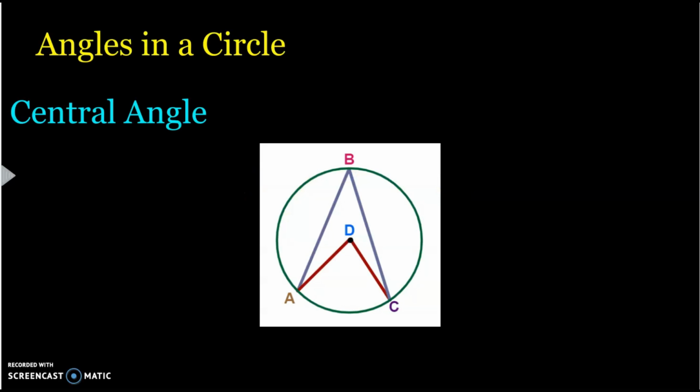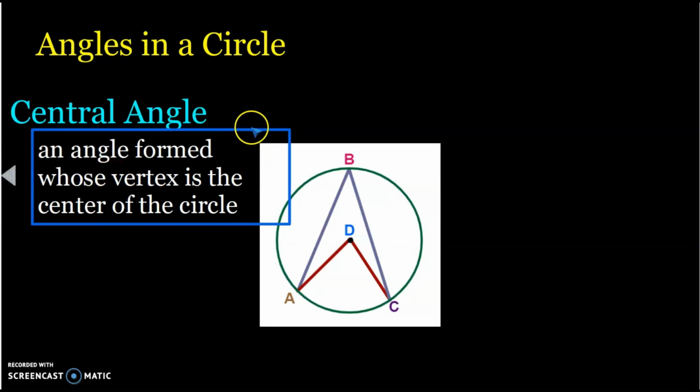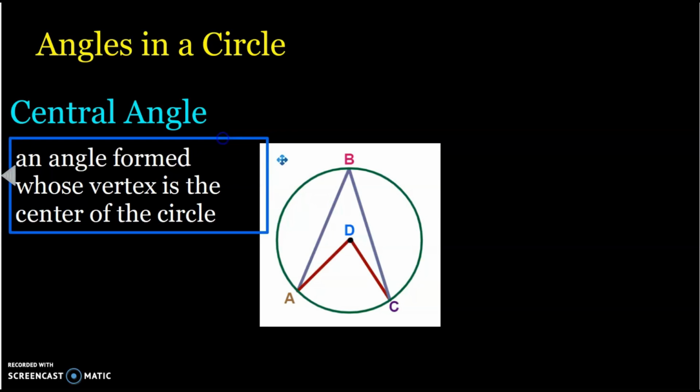So for today, we're going to have circles. We are going to focus on angles in a circle. The first one is what we call the central angle. When we say central angle, it is an angle formed whose vertex is the center of the circle. As you can see from the figure, our center is point D. And the angle that has the vertex, which is the center of the circle, at point D, is none other than angle ADC, and we mark it. Okay, so we have angle ADC as our central angle.